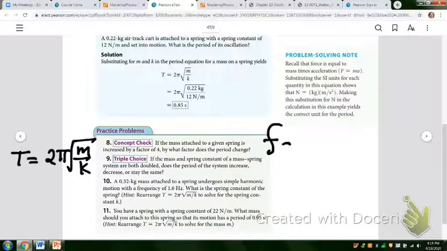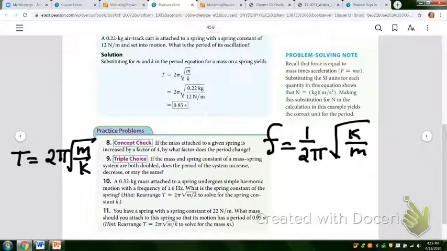So I'll write the frequency formula here. Remember, reciprocal just means to flip over. So now I've got 1 over 2 pi, and the k and the m trade places. It just flips over, so I now have this as a formula. I have a 0.32 kilogram mass, so I can plug that in for m. My spring undergoes simple harmonic motion with a frequency of 1.6, so I can replace f with 1.6. What is the spring constant of the spring? So I'm trying to find k.